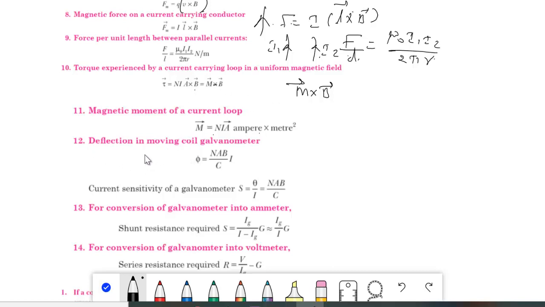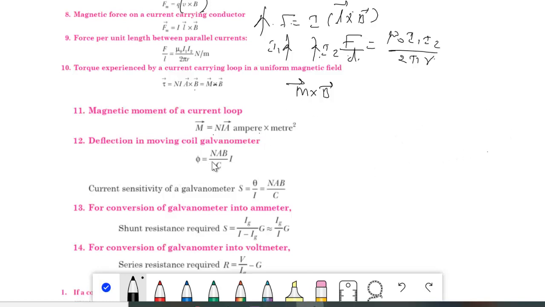Then next is the deflection in a moving coil galvanometer. Phi equals N A B by C into I. The current sensitivity S is theta by I, which is equal to N A B by C. Here, what is meant by C? C is the torsional constant, which is applying over there.